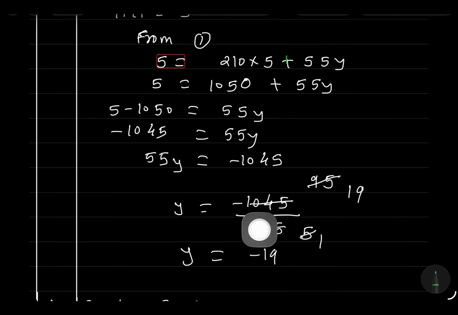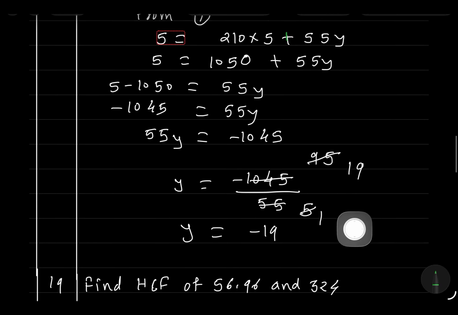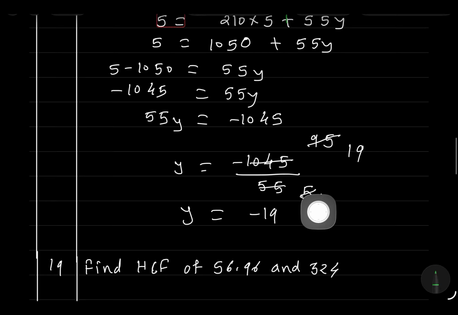So y equal to minus 1045 divided by 55. Again you can see the unit place 5 is there, so divide by 5. You can divide by 5, or this 1045 you can divide by 11 also. Okay, here I have taken dividing by 11, so 11 5s are 55.